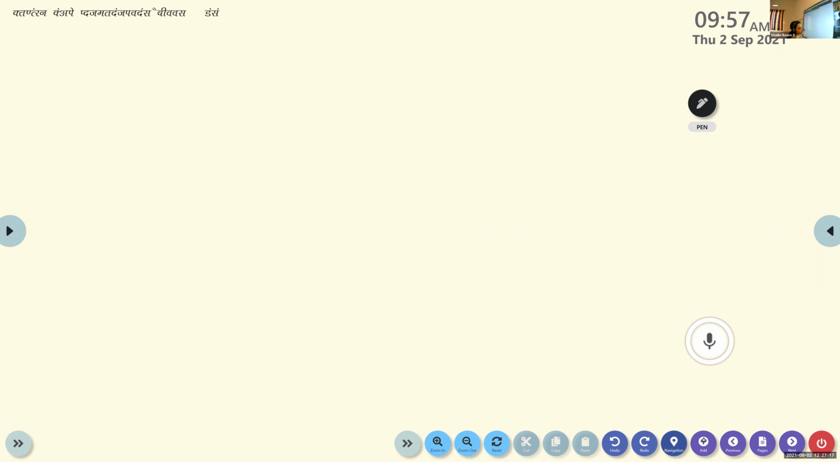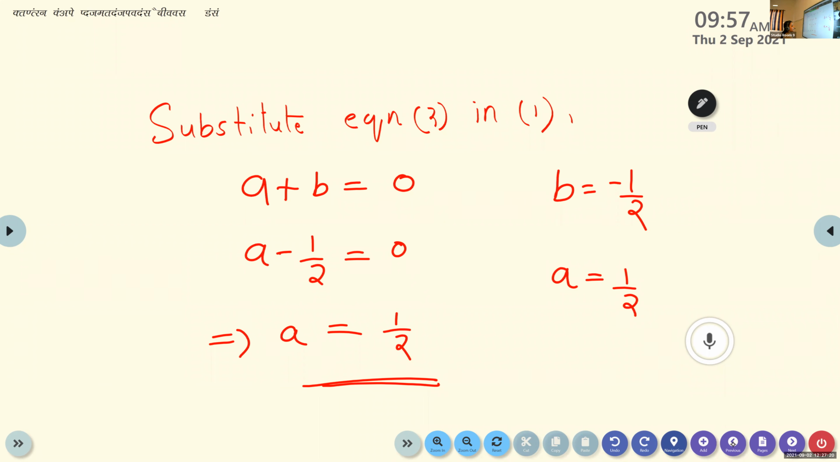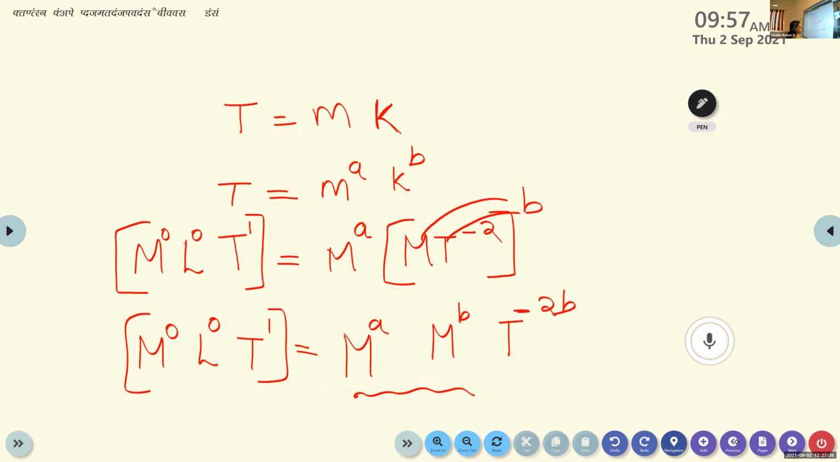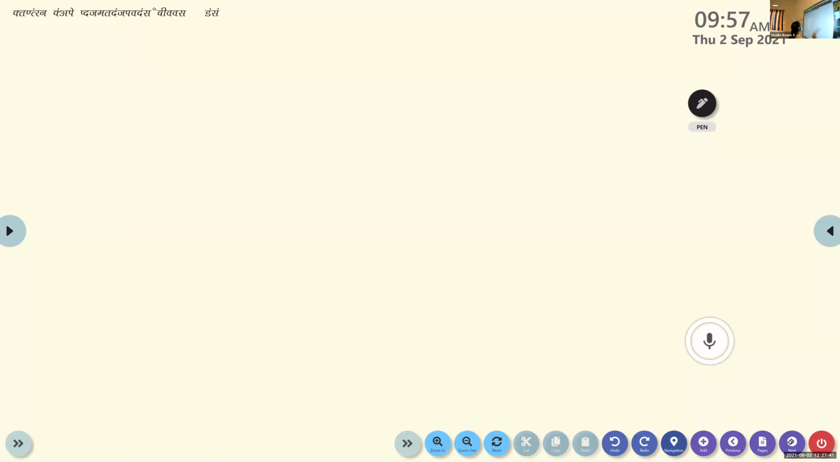What about our last step? Substitute the values of a and b into our second step. What is our second step? This is our first step and this is our second step. According to the second step, T is equal to m raised to a, k raised to b. Substitute the values of a and b into this equation. It becomes T is equal to m raised to 1 by 2.